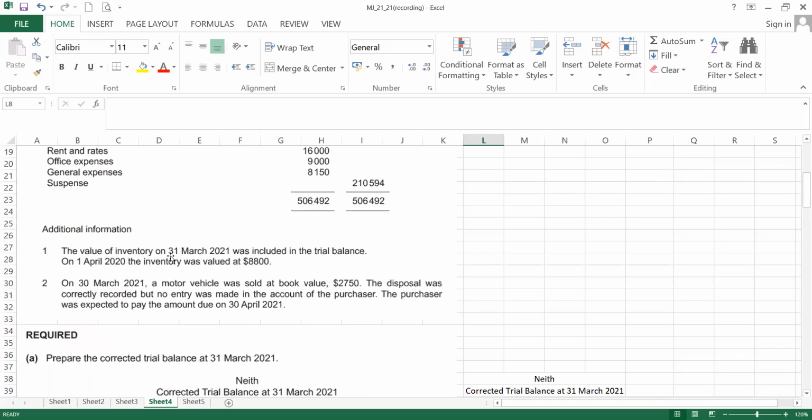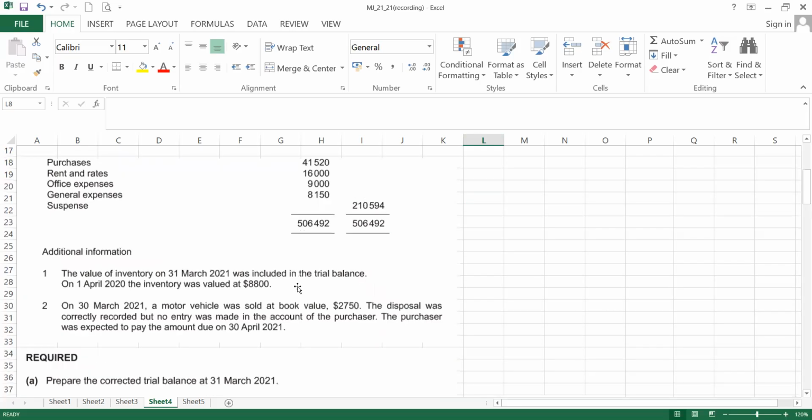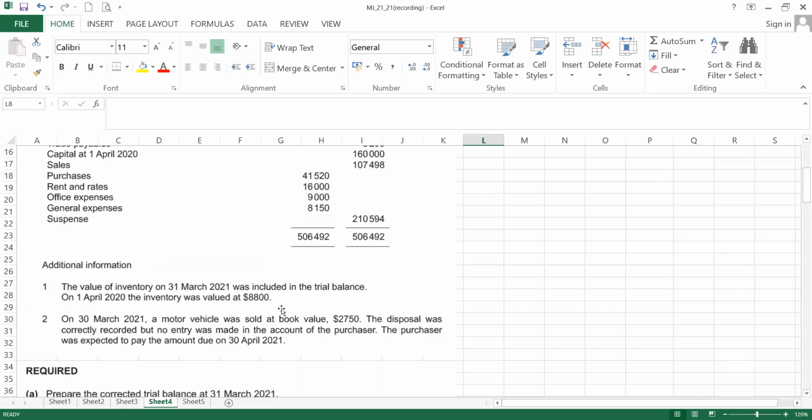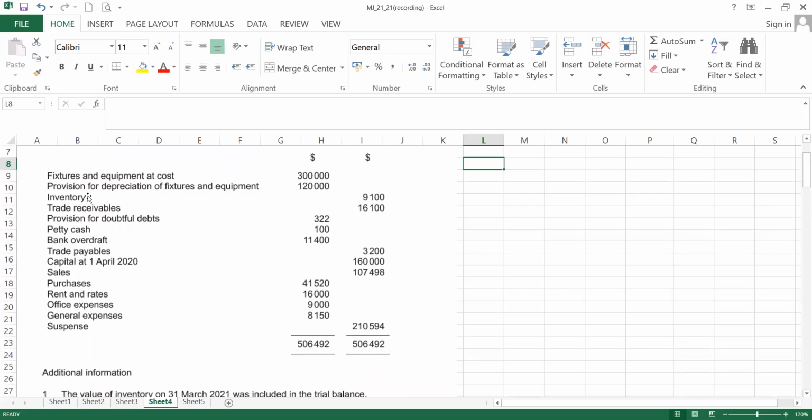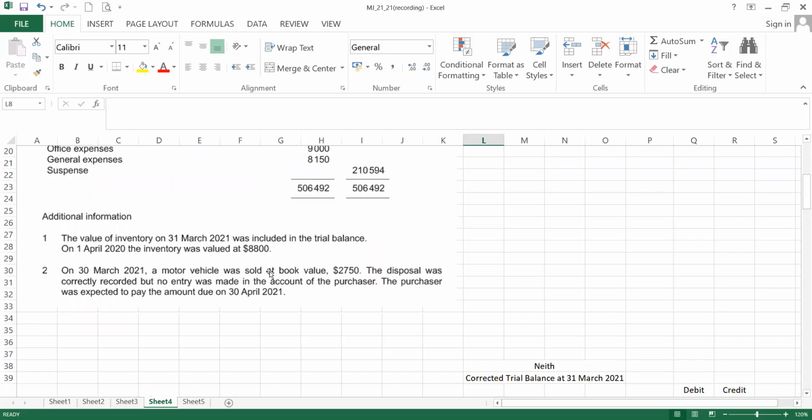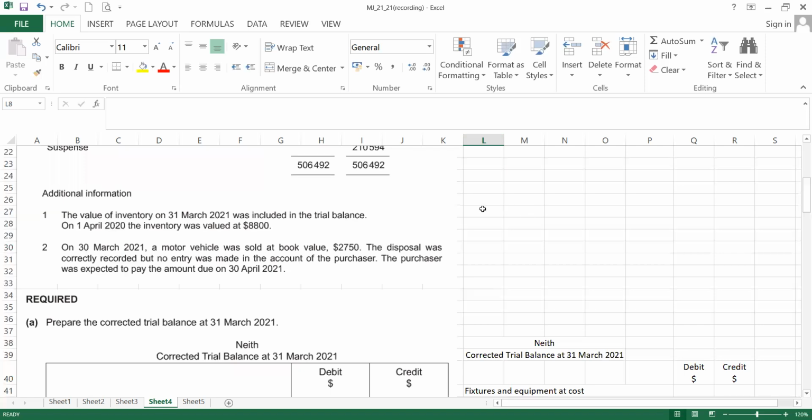So the question is saying that the value of inventory on 31st March was included in the trial balance. On the 1st April 2020, the inventory was valued at 0. So this inventory here is a year-end inventory. By right, year-end inventory should not be in the trial balance. So for the inventory, we should take the opening inventory, not the closing inventory. Take notes for this adjustment.